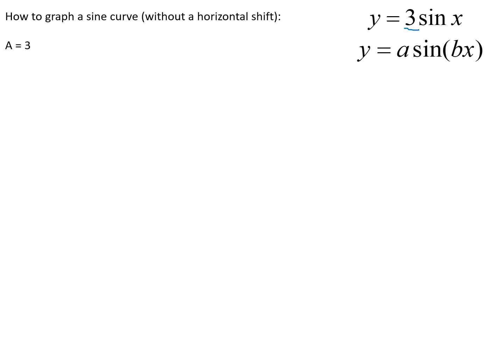Now I need to know what the period is, and if you remember, the period is defined as 2 pi over the absolute value of b. So I need to know what b is first. Well, here's b in front of my x in this equation. And in front of my x, I don't have anything. So 1 is assumed. So b is 1. If I wanted to find out my period, it's 2 pi over 1, which will be 2 pi. So that means my sine curve, one cycle, is going to start at 0 and end at 2 pi.